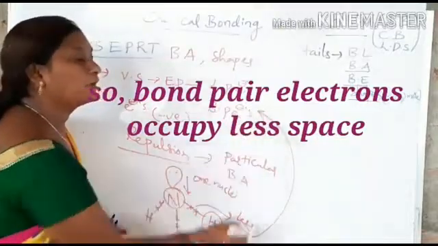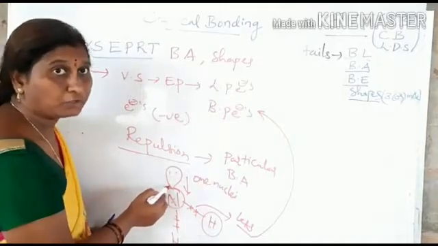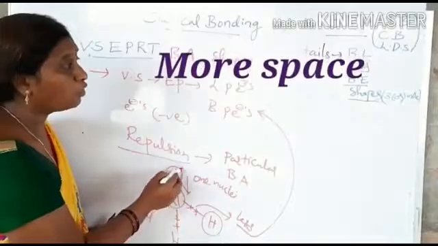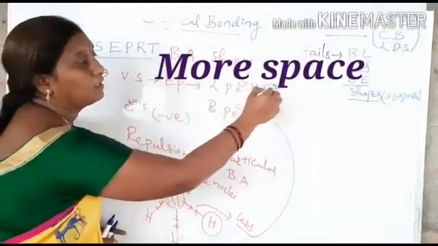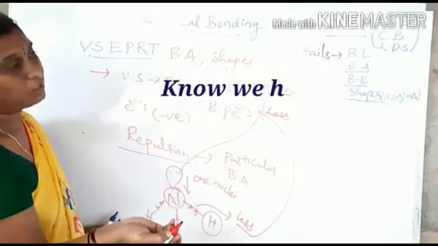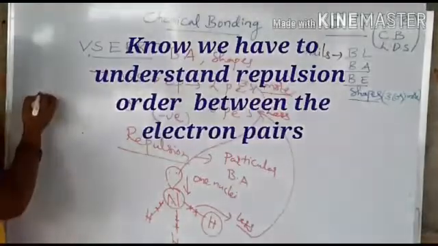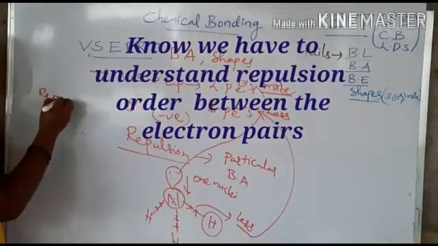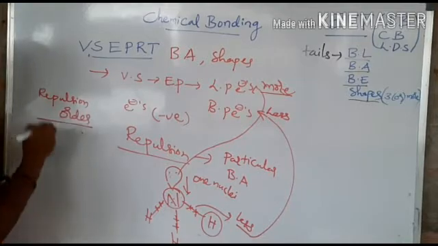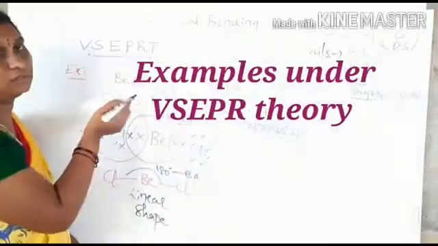That means bond pair electrons occupy less space, whereas the lone pair electrons, which are present as a charge cloud above the central atom, occupy more space because they are attracted by only one nucleus. So how the repulsion order will be there in these lone pairs and bond pairs, that we have to see now, the repulsion order. Before going to understand the repulsion order, we'll go for some examples.